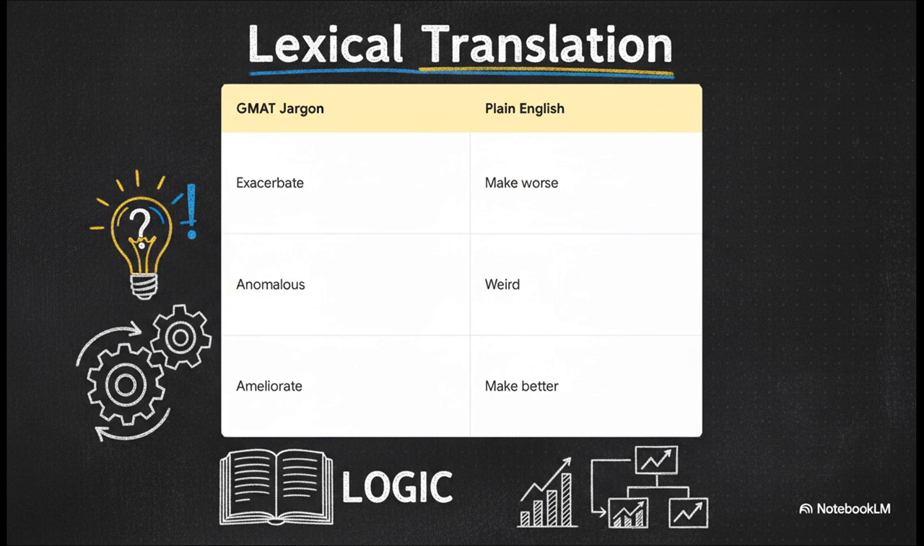It sounds fancy, but it's super simple. When the GMAT throws a $5 word at you like exacerbate or anomalous, don't even flinch. Just immediately translate it into the simplest words you can think of. Make worse, weird, make better. Doing this instantly lowers your stress and it stops the fancy vocabulary from hiding the actual logic.